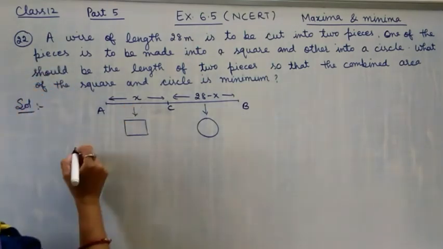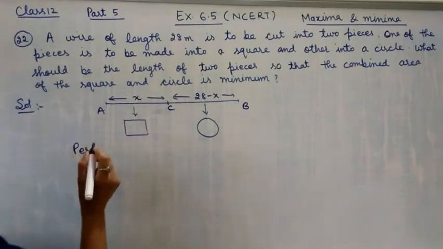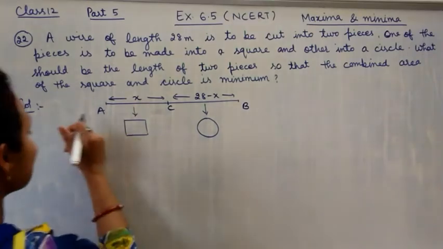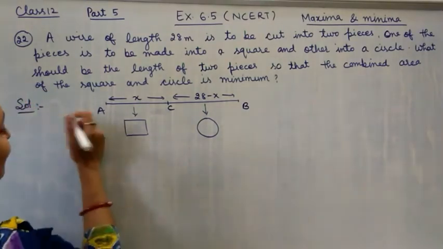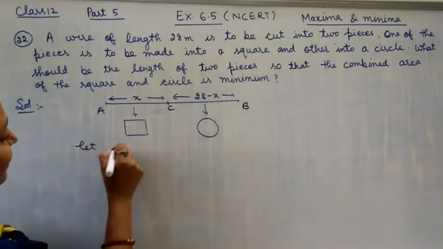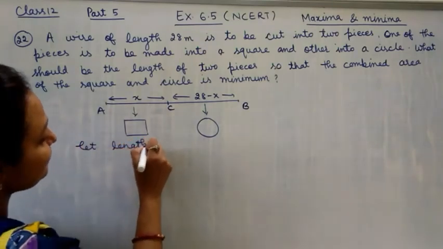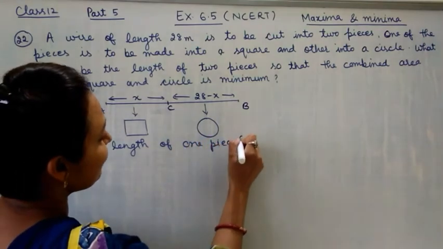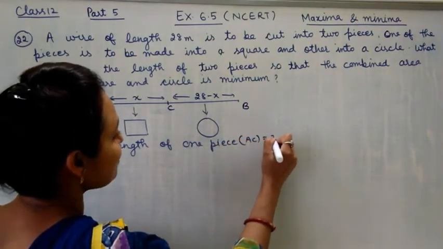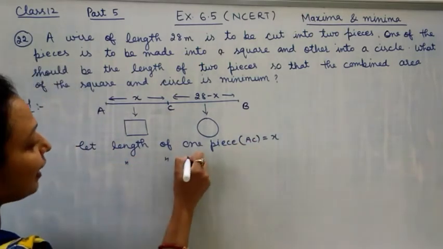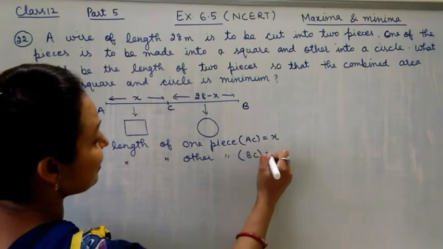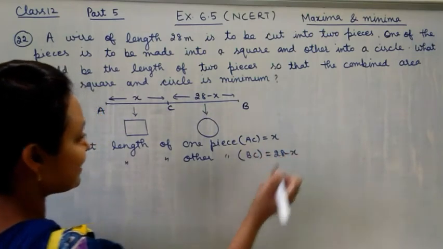This is the perimeter of the square. You can write it as: let the length of one piece, AC, be equal to x. The length of the other piece, BC, is equal to 28 minus x, right?